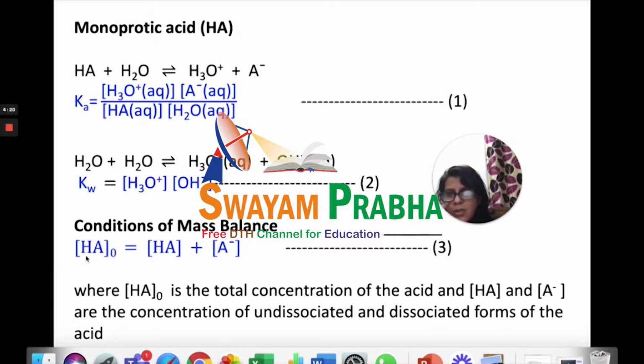I'm repeating, what is it? That the concentration of the acid which was initially present, or the total concentration of the acid, is equal to the concentration of the undissociated form of the acid plus the dissociated form of the acid. So we have three equations, Ka, Kw and mass balance. We are still left with the charge balance expression.